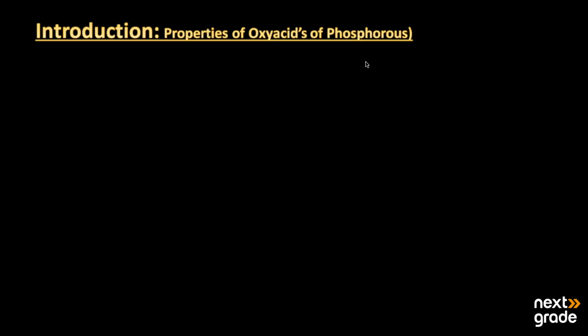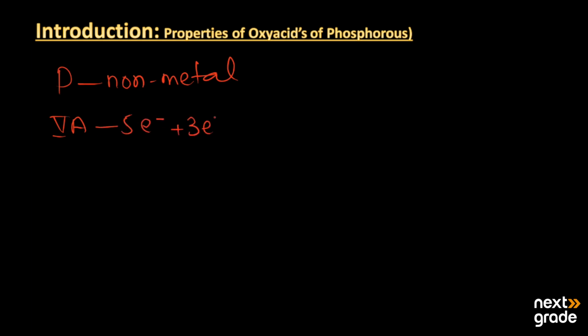So here we will discuss today the properties of the oxyacids of phosphorus. As we have already learned, phosphorus, which is a non-metal, belongs to group 5A. It contains 5 electrons in its valence shell and requires 3 more electrons to complete its octet. As it is a non-metal, it can gain electrons.